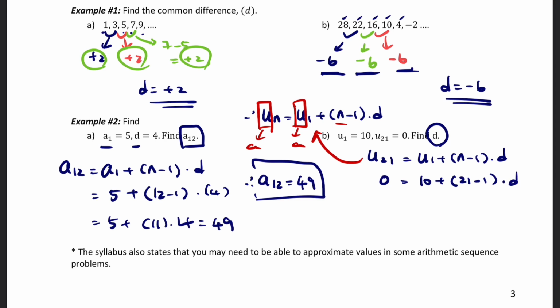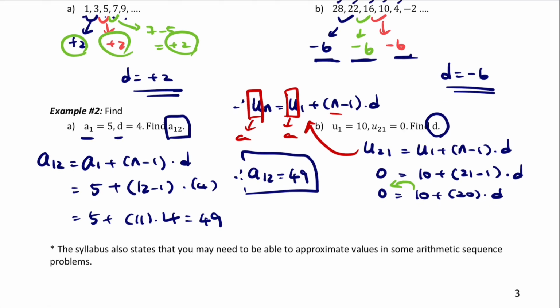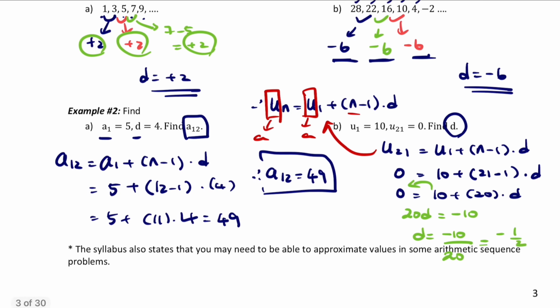By doing this, we can actually solve for the unknown value D, right? So we do 0 equals 10 plus 20 times D. Then we move 10 to the other side, so we can solve for this unknown D value. Then we get 20 D equals negative 10. Then we have the D value equals negative 10 over 20, which equals negative 1 over 2. Or we can rewrite our final answer as D equals negative 1 over 2 or negative 0.5.